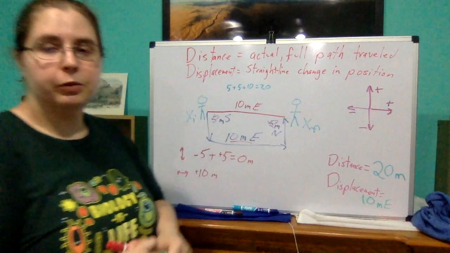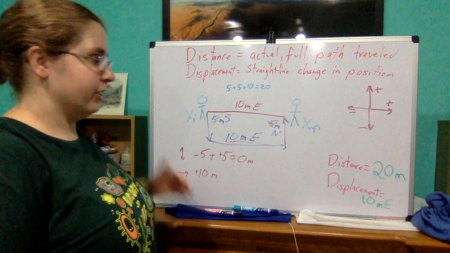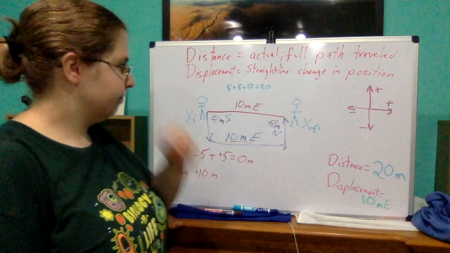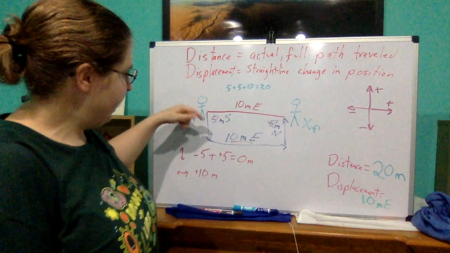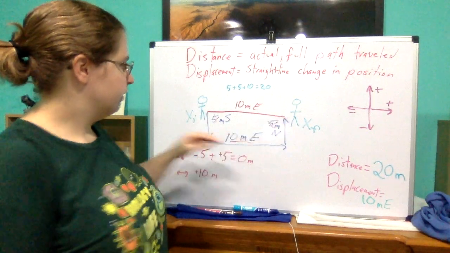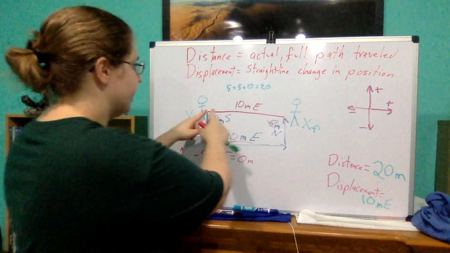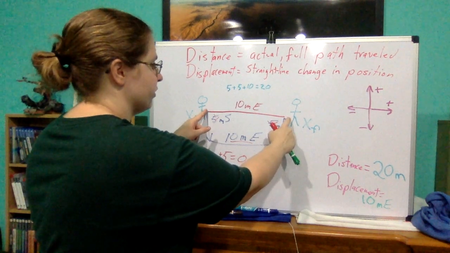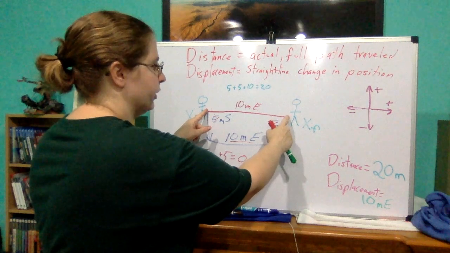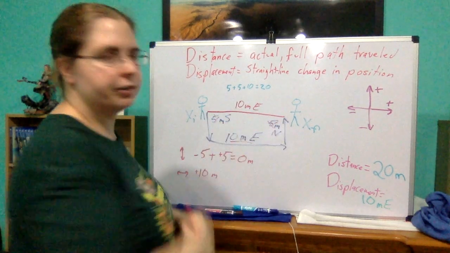Yes, you do need to include the direction. And in physics, you should always include your units. So even though the path is 20, meaning the distance is 20 meters, the actual displacement, the change in where you start and where you end up, is 10 meters to the east.